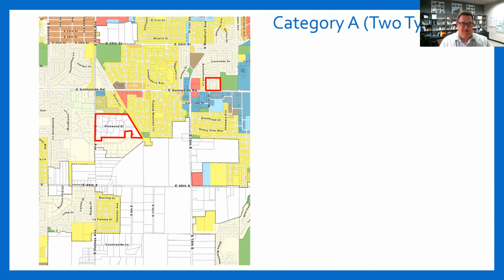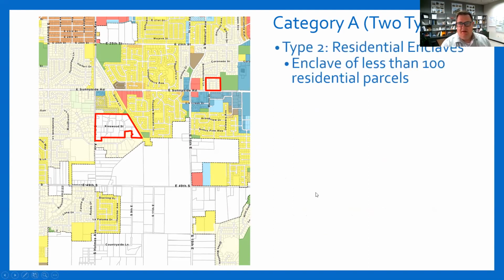So the second type of category A really has to deal with city-initiated annexations. And if you'll see these 2 red boxes that just popped up on the screen around these couple of neighborhoods, type 2 of category A is really about residential enclaves. And what the statute talks about is enclaves of less than 100 residential parcels. And there's a couple of words in there that are really important to remember. The first is enclave. So an enclave is when land is surrounded by the city. So you can see in these 2 examples that the land is surrounded by existing city limits. That's an enclave. And there's less than 100 residential parcels.